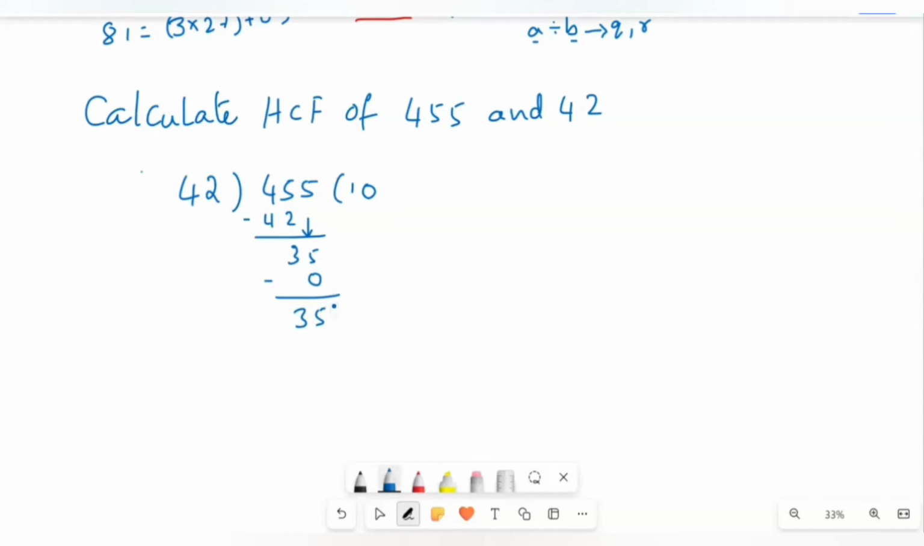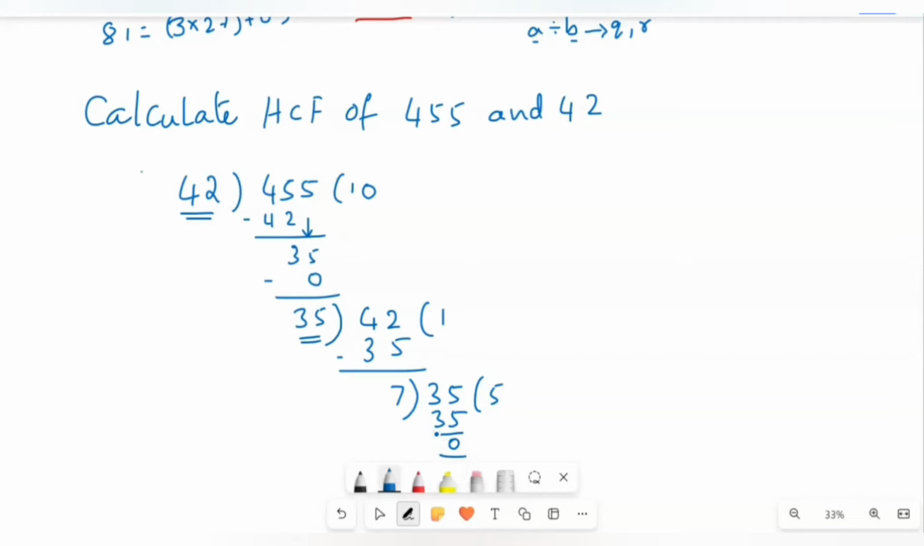Now take this remainder as the divisor and take the previous divisor as dividend. Okay, again 35 times 1 is 35, and 7 is the remainder. And next, take this 7 as the divisor and the previous divisor as dividend, and continue the division until we get a 0 remainder. 7 5s are 35. Yes, you are getting a 0 remainder here.